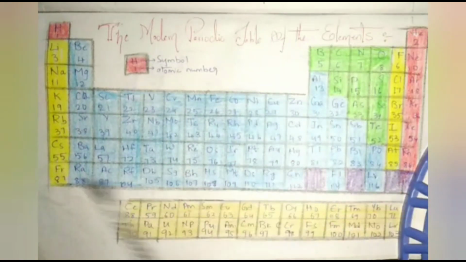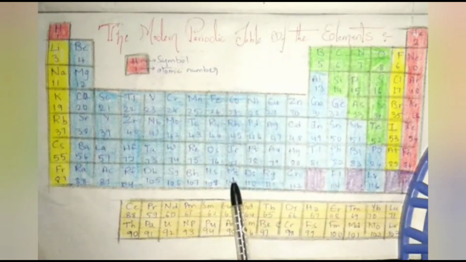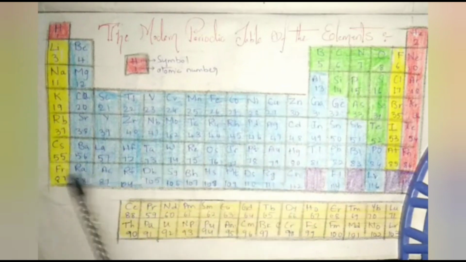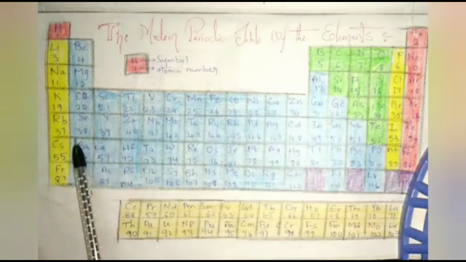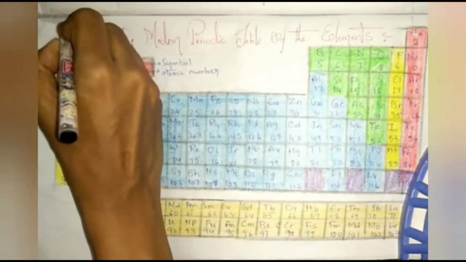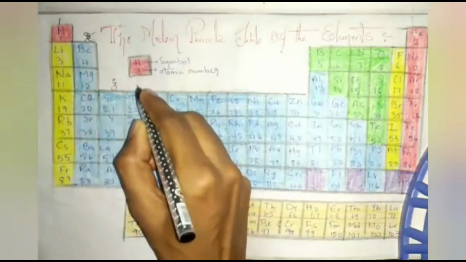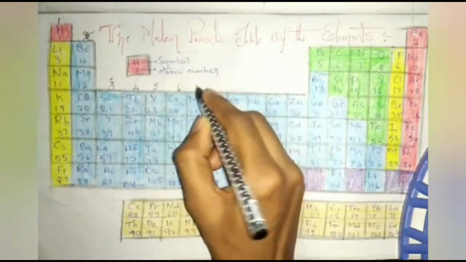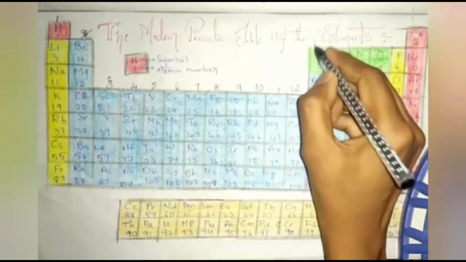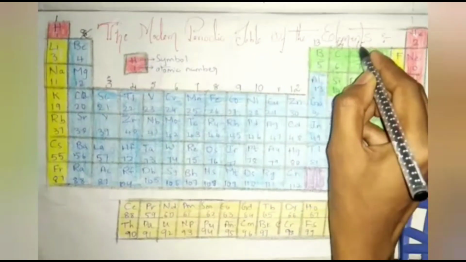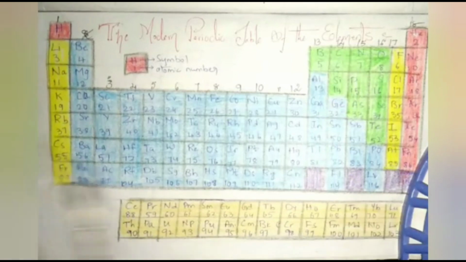Elements having similar outer electronic configuration in their atoms are arranged in vertical columns referred to as groups. According to the recommendation of IUPAC, the groups are numbered 1 to 18. So here 1, 2, 3, 4, 5, 6, 7, 8, 9, 10, 11, 12, 13, 14, 15, 16, 17, 18. That's it. These are the 18 groups.